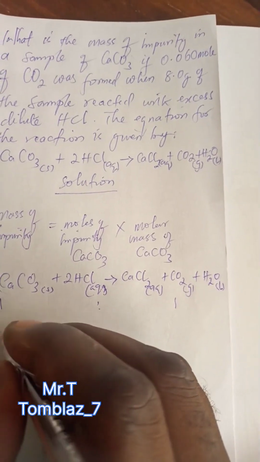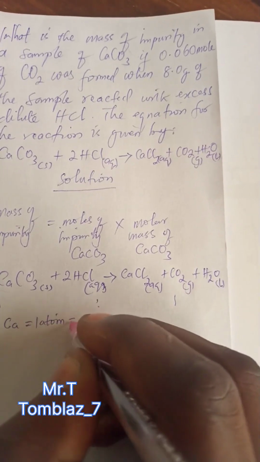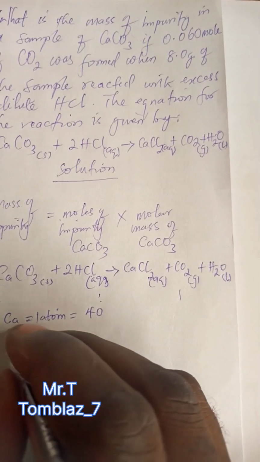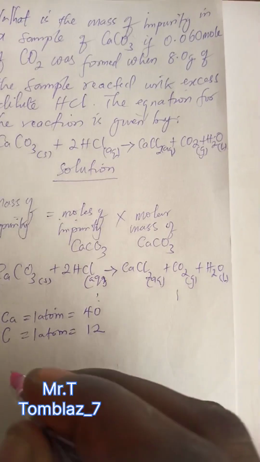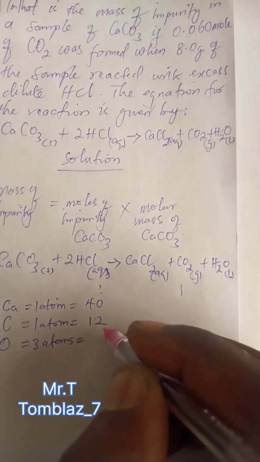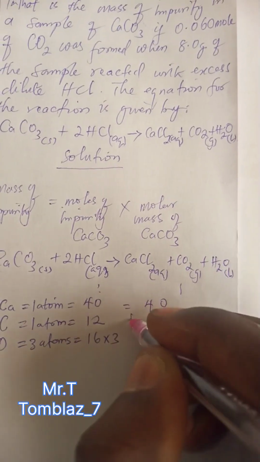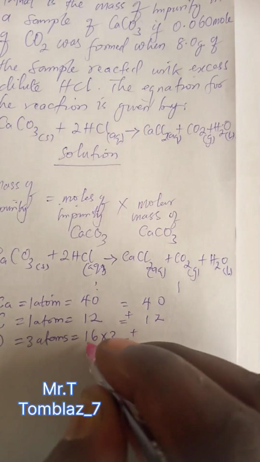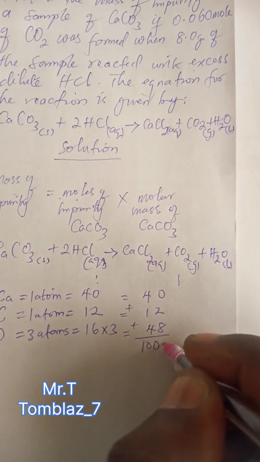Okay, so if that's that, what is the relative atomic mass of calcium carbonate? We know that calcium has one atom here, and the atomic mass is 40. Then carbon has one atom as well, and the atomic mass is 12. Oxygen has 3 atoms, and the atomic mass is 16 times 3. So this will give us 40 plus 12 plus 16 times 3, which is 48. So this amounts to 100 grams.